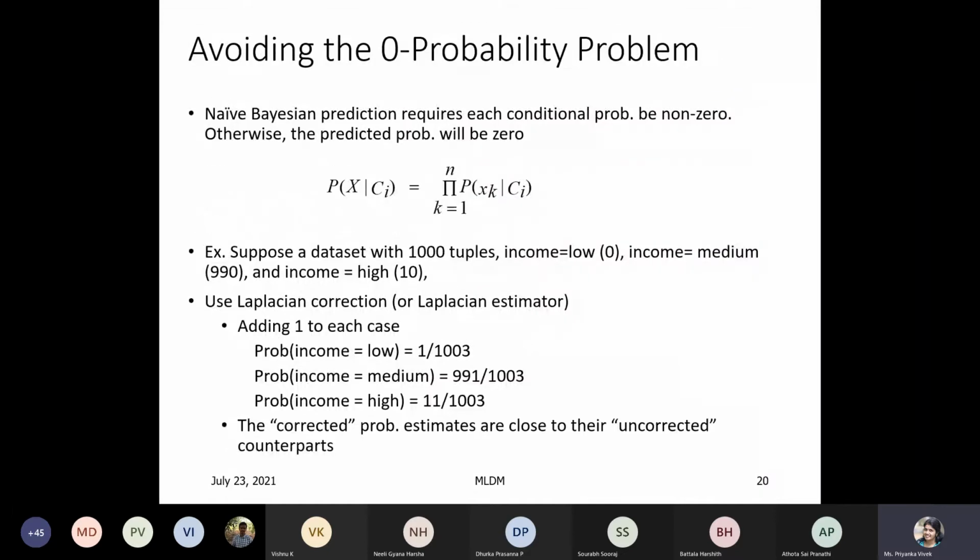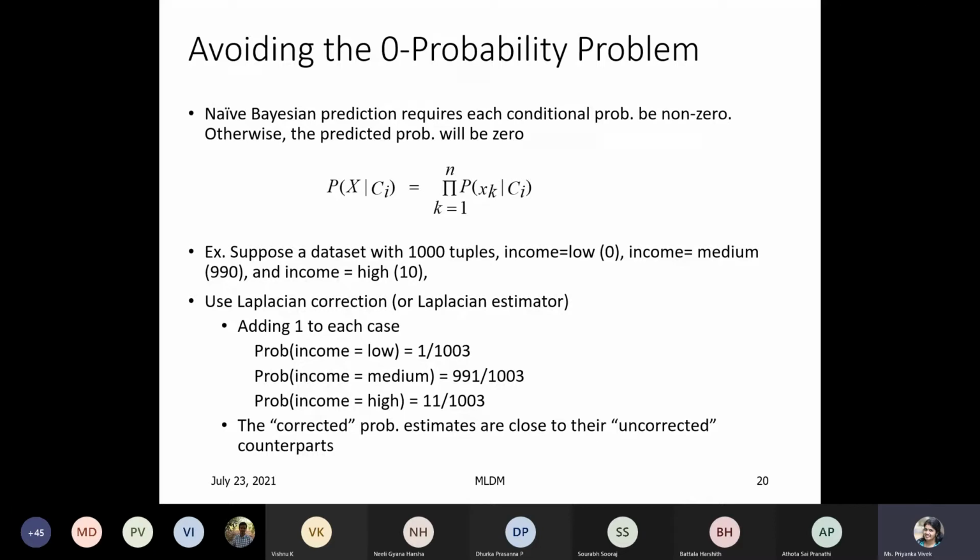Now we also discussed the zero probability problem. For example, when we calculate, given yes, the probability of income equal to low, assume that we don't have any instance in that particular case. So only one conditional probability is actually zero, but since we are multiplying everything together, the whole term would become zero.